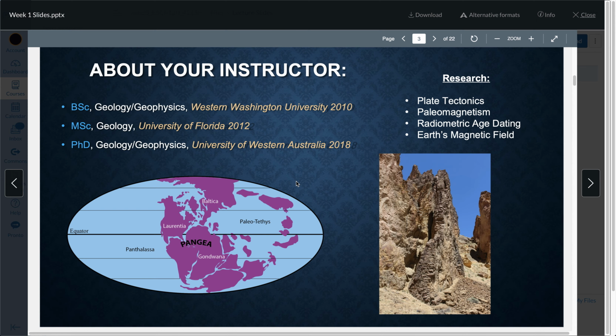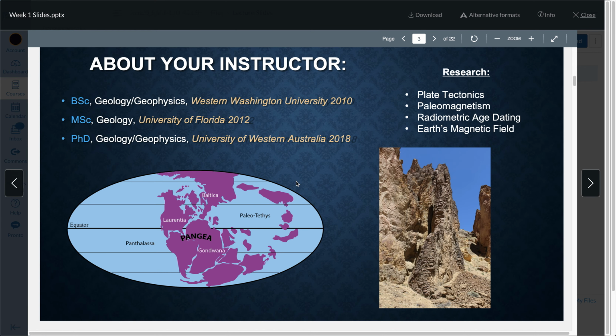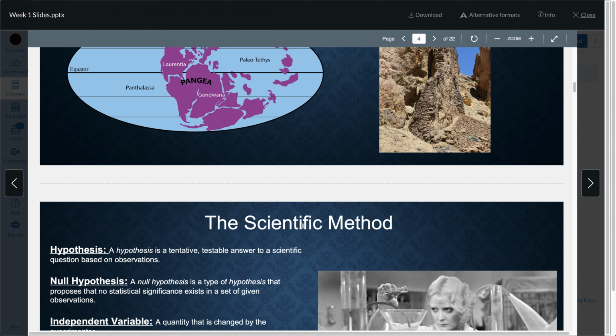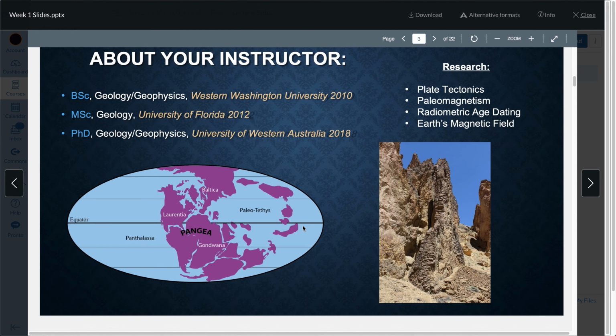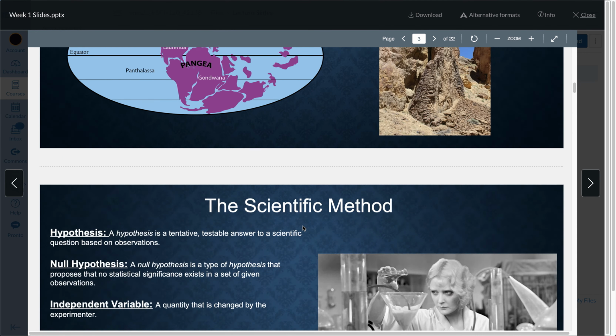I'm a tenure track professor at Citrus College, and I have my PhD in geology and geophysics from the University of Western Australia. My research involved looking at the paleomagnetism of rocks and incorporating that with ancient supercontinents and their movements around the Earth over time. So that's my background, is in plate tectonics. So as we go through this here, I'll spend extra time helping you guys grasp this concept so that you can apply it to whatever field that you may choose to go into.